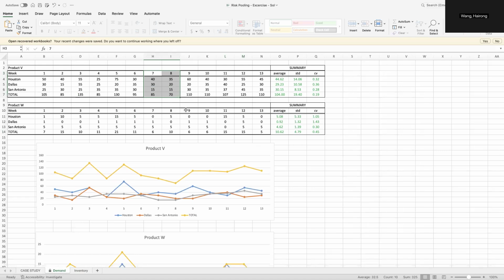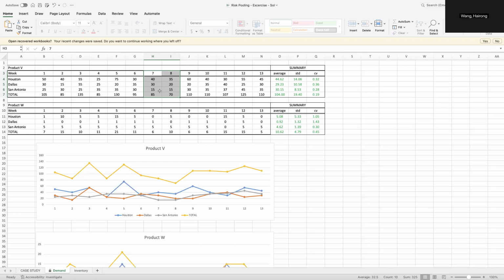So from here, we can see that for the centralized warehouse, the demand changes from 85 to 70, right? So the change equals 15. And then for the localized one, the summation of demand change also equals 15. So in this case, in Houston, the demand decreased from 40 to 35, and Dallas decreased from 30 to 20, and San Antonio keeps the same.